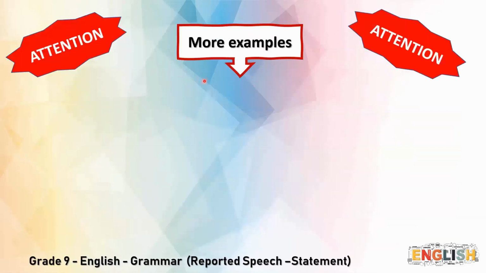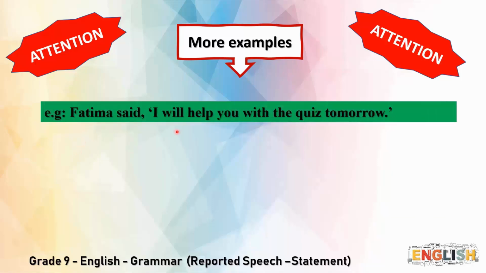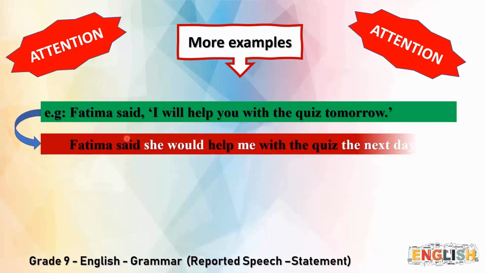And to enhance the rule, here are some more examples. Look at this example. This is a direct statement. How can it be changed into a reported statement? Look at this sentence. Fatma said she would help me with the quiz the next day. As you can see, here we omitted the comma and the quotation marks in reported speech, and I changed into she, will changed into would, you changed into me, and tomorrow changed into the next day. These are the changes we've studied right now.